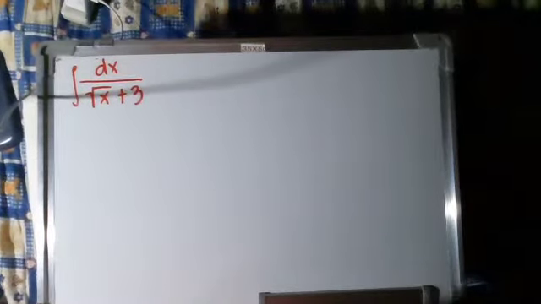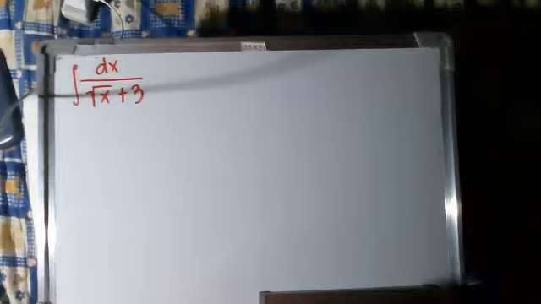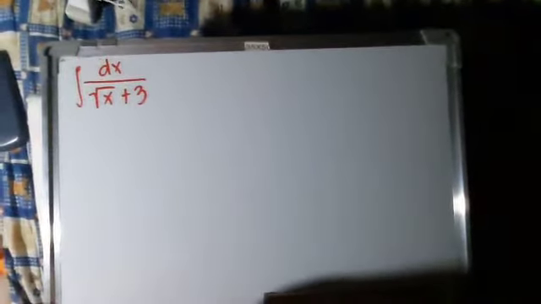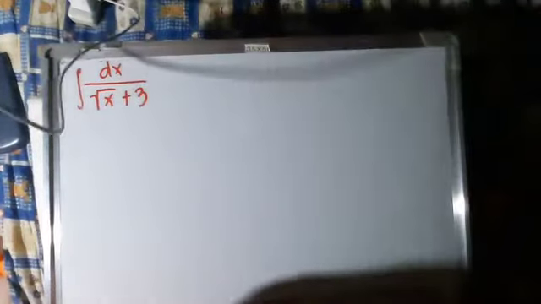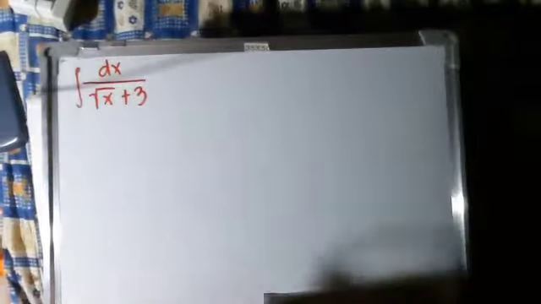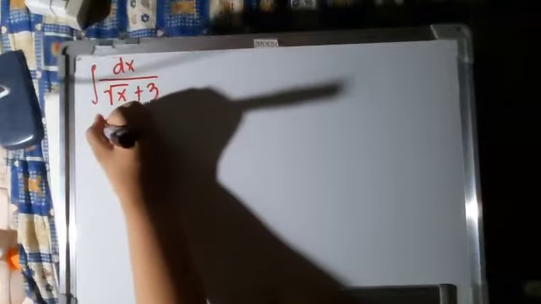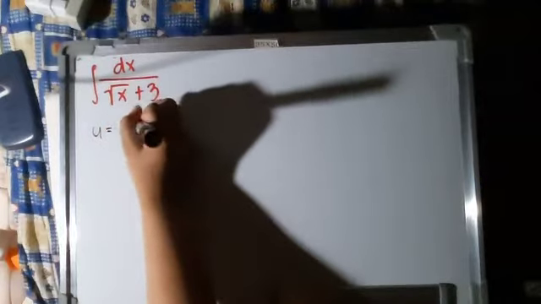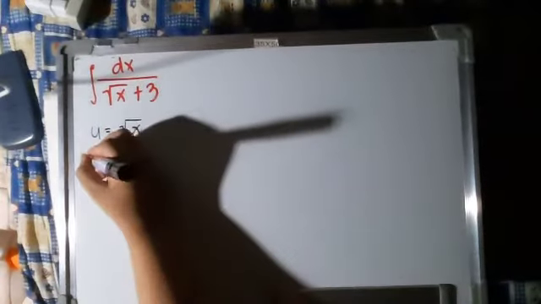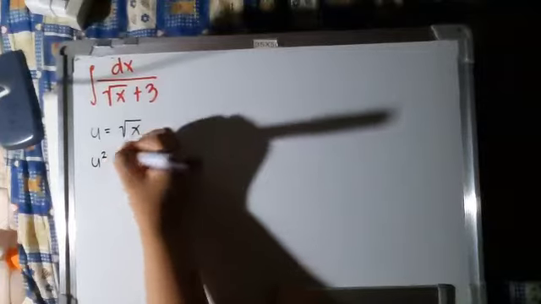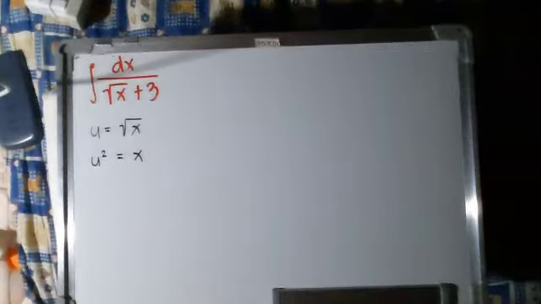Okay, for your next example, we have the integral of dx. Integral of dx square root of x plus 3. So, dito, identify natin 'yung value ng u. The value of u is equal to square root of x. Then, square natin both sides. U squared is equal to x.